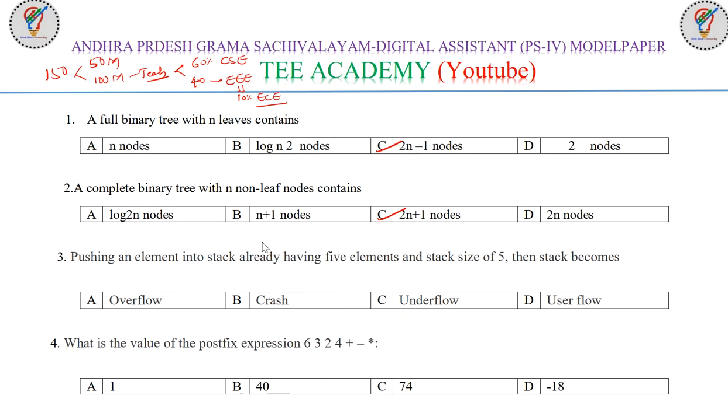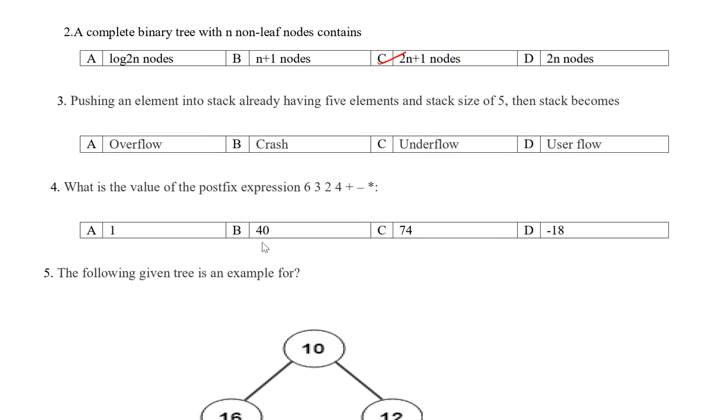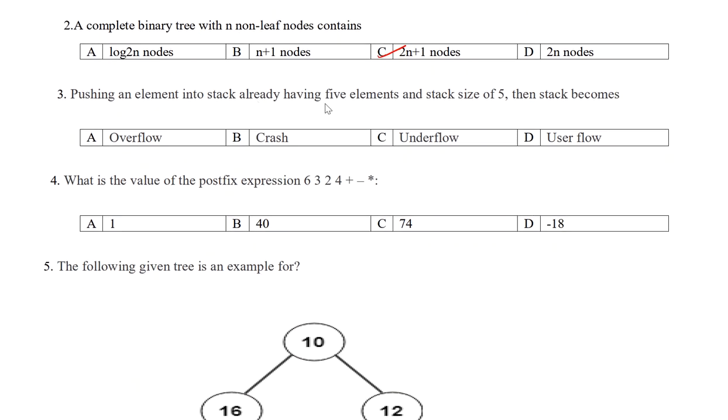Third question. Pushing an element into a stack already having 5 elements, with a stack size of 5, then the stack becomes overflow. Why? Because only 5 elements are there. If you insert one more element, it overflows.